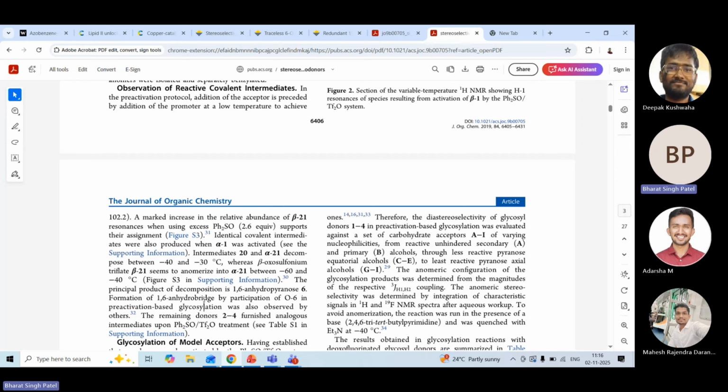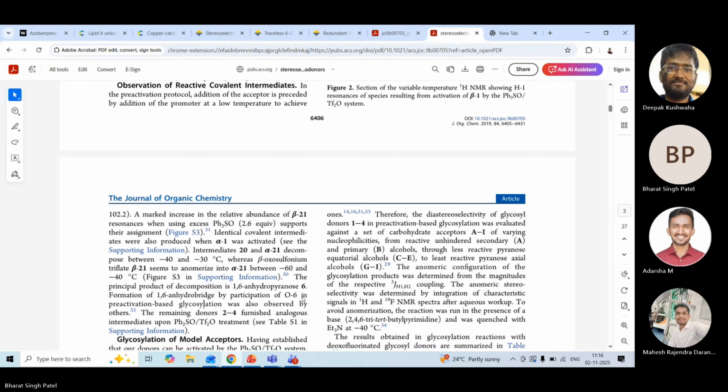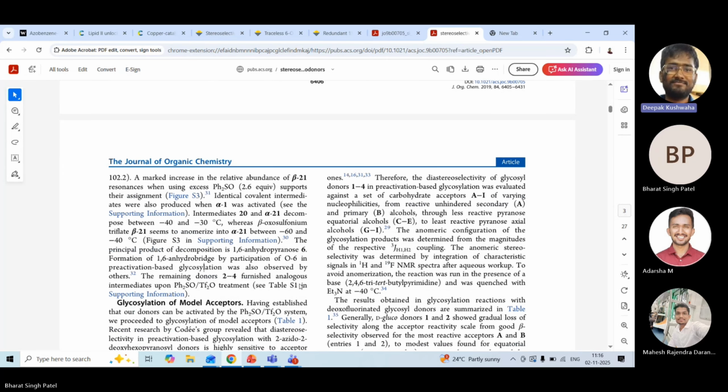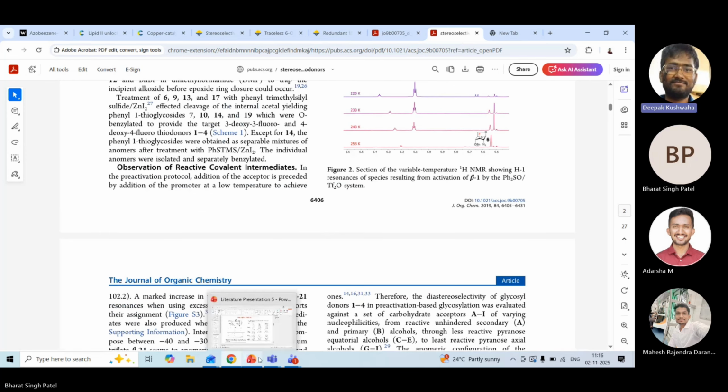Formation of the 1,6-anhydro bridge by participation of O6. Maybe somehow this O6 is attacking there and this Bn group is leaving. Yes, they're just saying it was previously also observed. So they have done too much to explain. Okay, then we'll check the literature maybe.